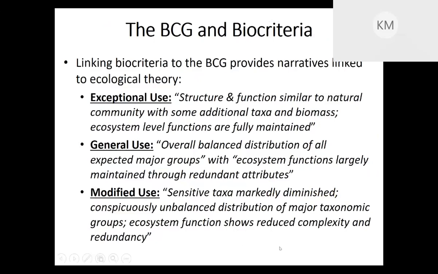So the other element of the BCG that was useful is that, again, we can use the language that comes with that model to communicate what we mean when we talk about exceptional, general, or modified use. This language is actually codified in Minnesota rule, as well as the supporting BCG model reports. Those are also incorporated by reference into our rules. So you can step through that information and use that to describe exactly what we mean by attainment of each of these 3 beneficial uses.